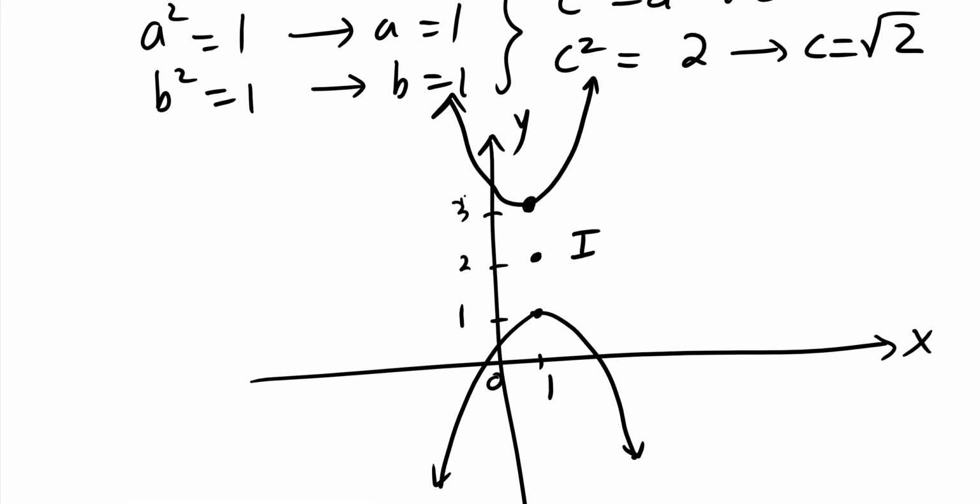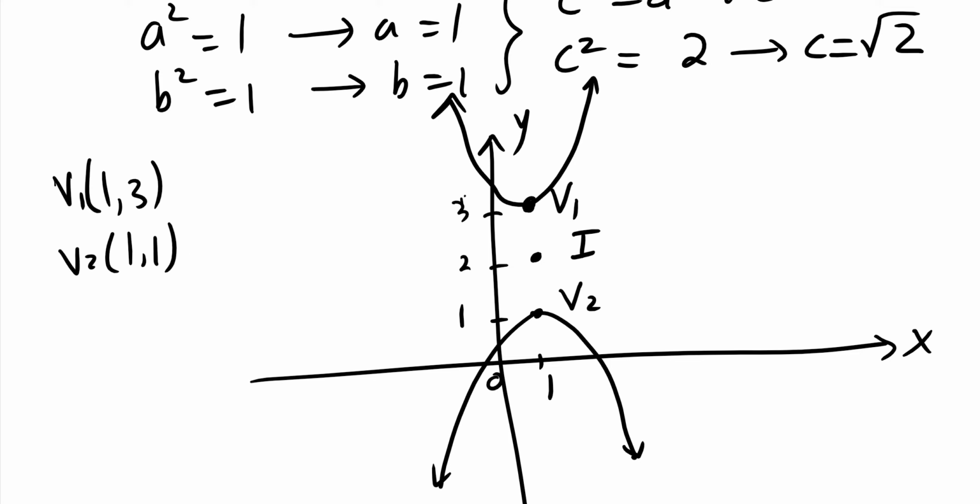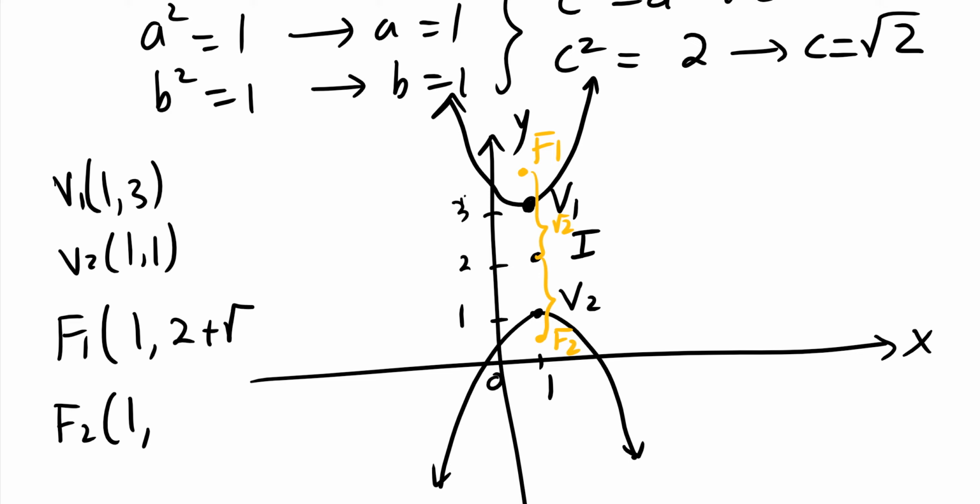So 0, 1. So we got v1 and v2. v1 has coordinates 1 comma 3. v2 has 1, 1. C, you have to go up root 2. So from here to here, let's say f1 is here. This is square root of 2, and down square root of 2. This is f2. So f1 has 1 comma something: 1 comma 2 plus square root of 2.